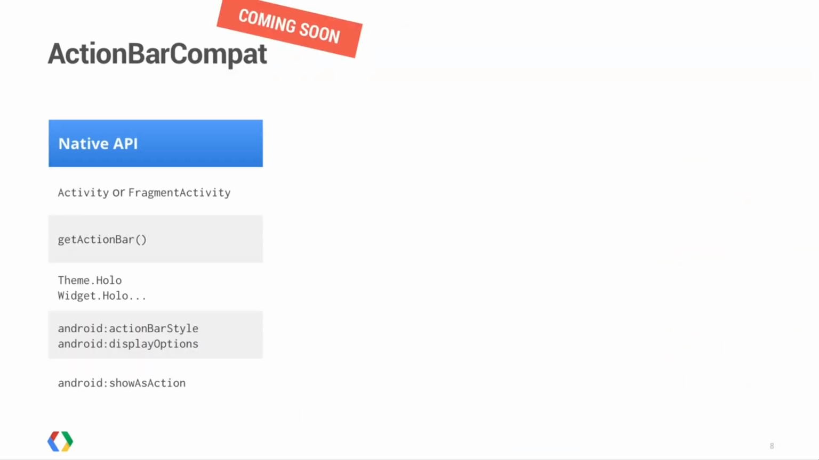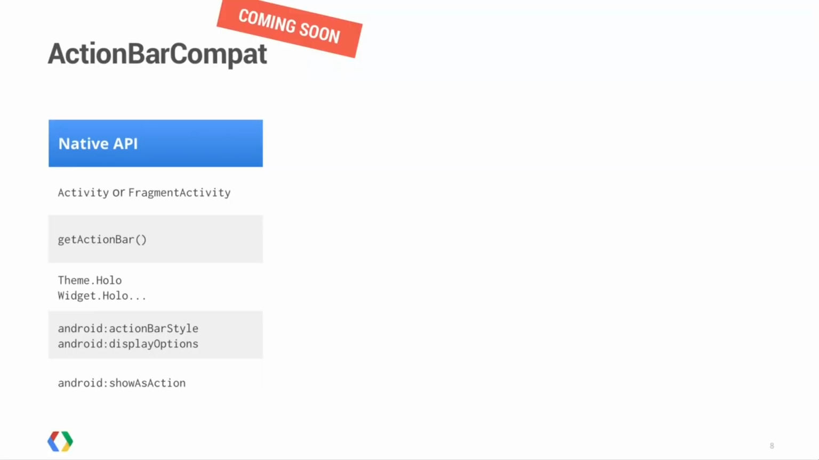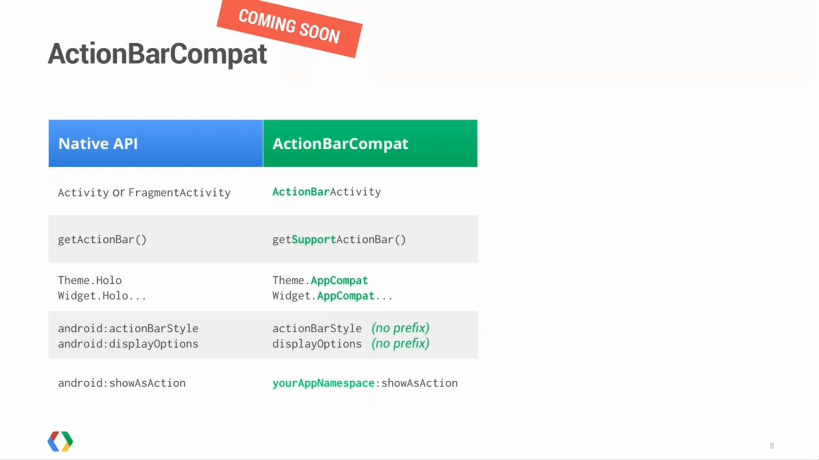We do want to talk about compatibility for the action bar. As many of you know, the action bar is not available on versions of the platform below API 11. But we have been working on something called ActionBarCompat, which will give you access to the action bar on all versions 2.0 and above. If you look at the native APIs on the left here, you basically have activity or fragment activity, get action bar. The APIs for ActionBarCompat will be very, very similar.